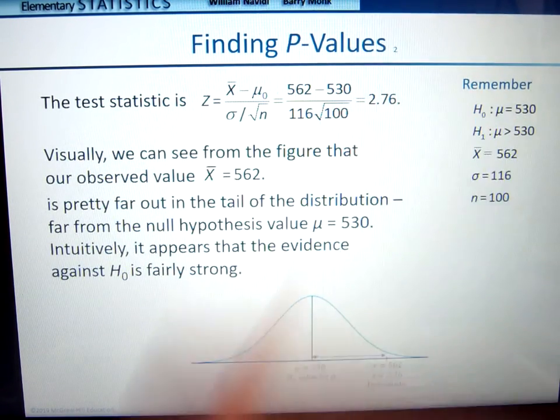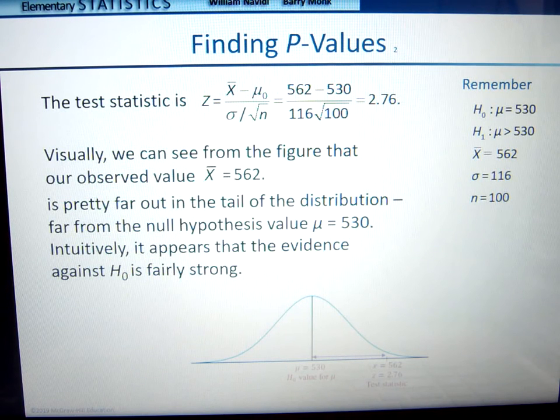So visually we can see from the figure that our observed sample mean is 562. It's pretty far out in the tail of the distribution, far from the null hypothesis, and intuitively it does appear that there's fairly strong evidence against the null hypothesis.